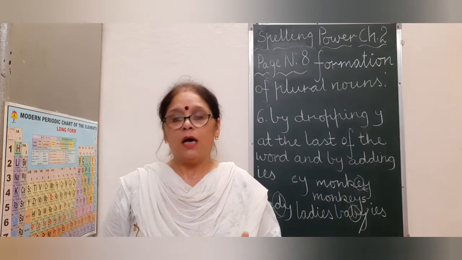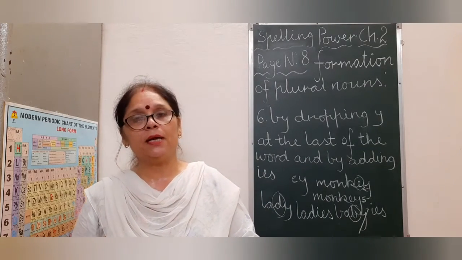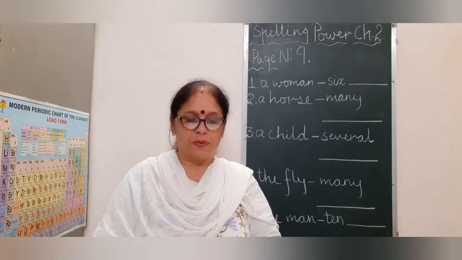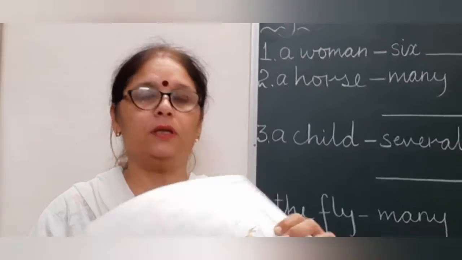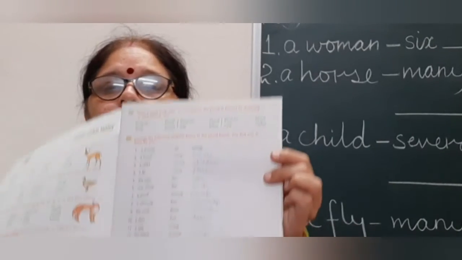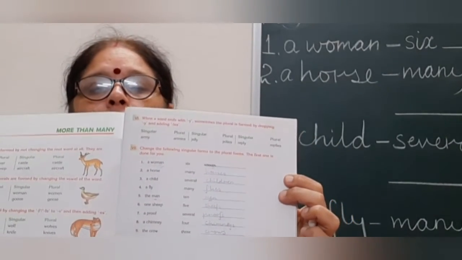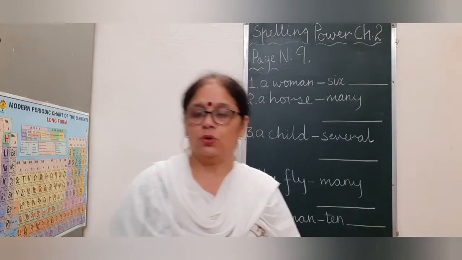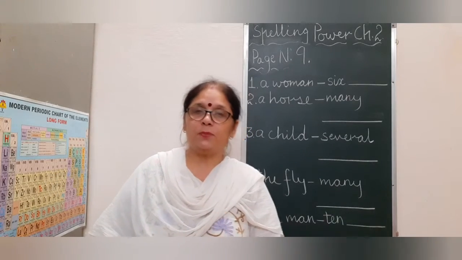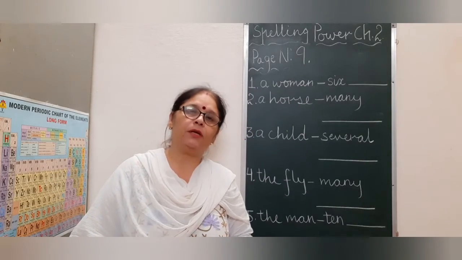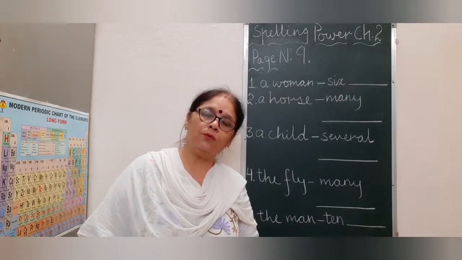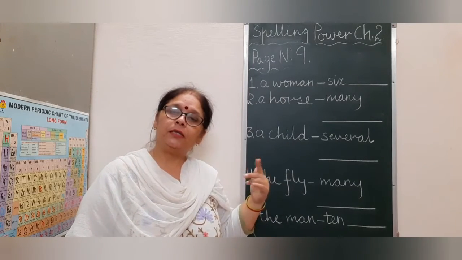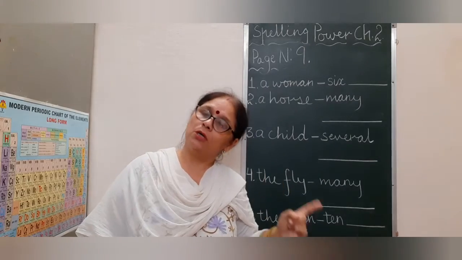Now we will start to do the exercise given on the page number 9. On page number 9, here it is given an exercise in which you have to write the plural form of the given singular nouns. Look at the board to know about it. On this page, 18 singular nouns are given and you have to form their plural form. Here I have solved 5. After that 6 to 18 you will do yourself.